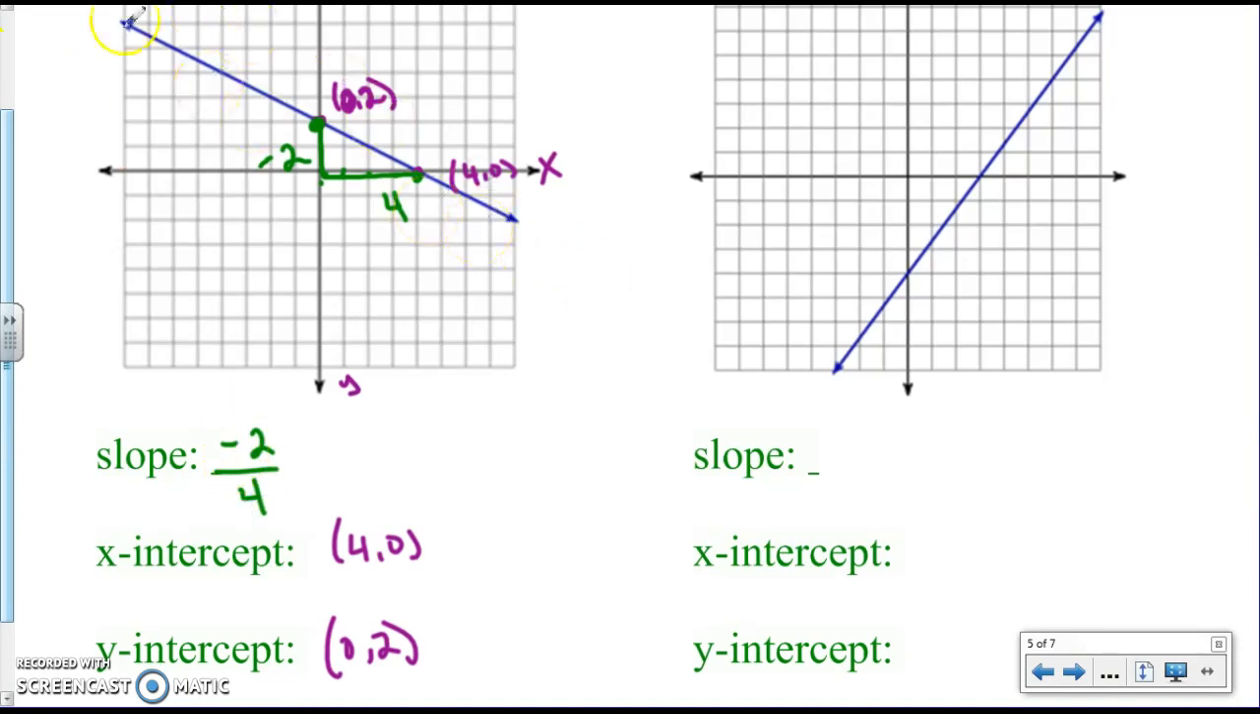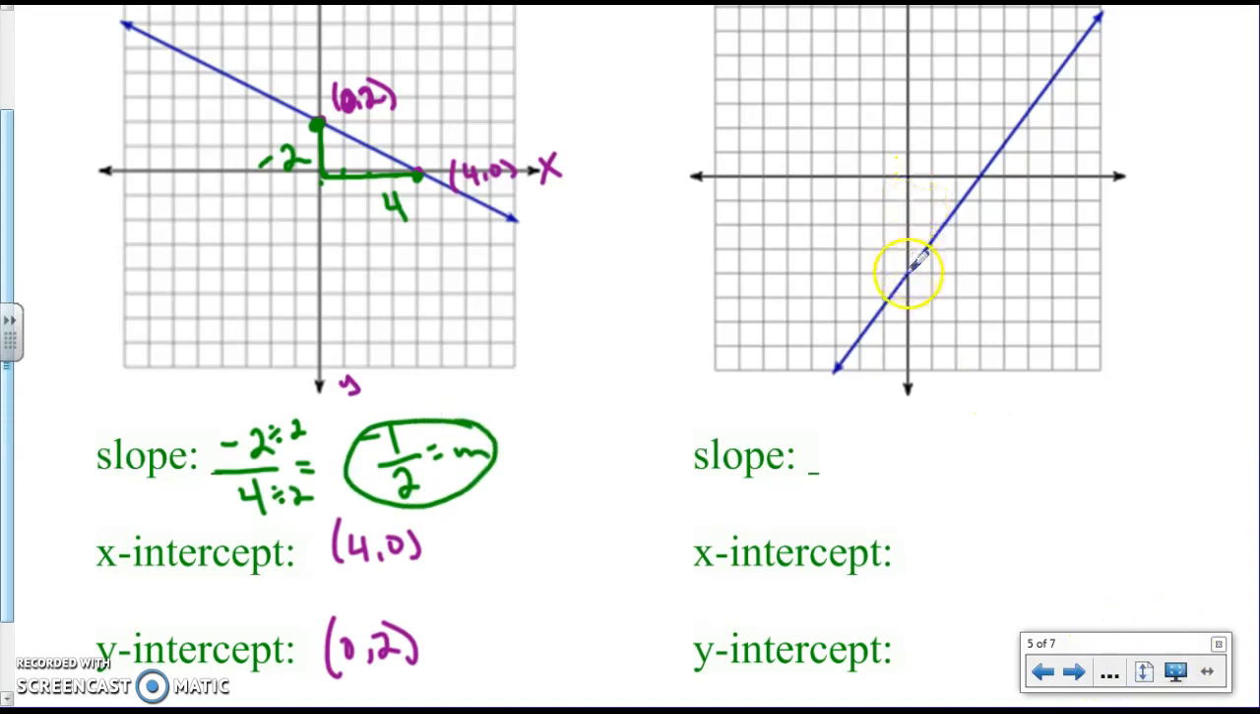Now, this line here is decreasing. It's getting lower. So that's how I know my slope needs to be negative. I need to watch my signs there. Okay? Reduce your fraction, just like we did in the last problem. It's really similar to what we had. So 2 divided by 2 is 1. 4 divided by 2 is 2. So my slope for this one is negative 1/2.